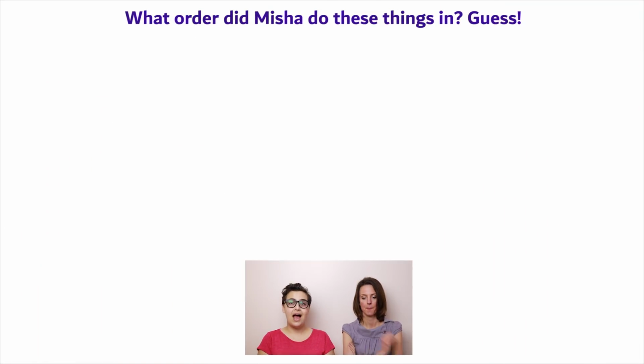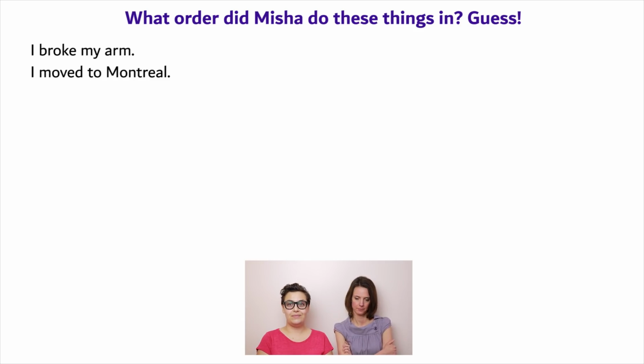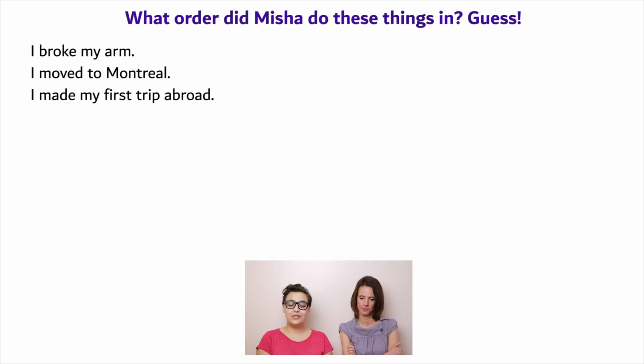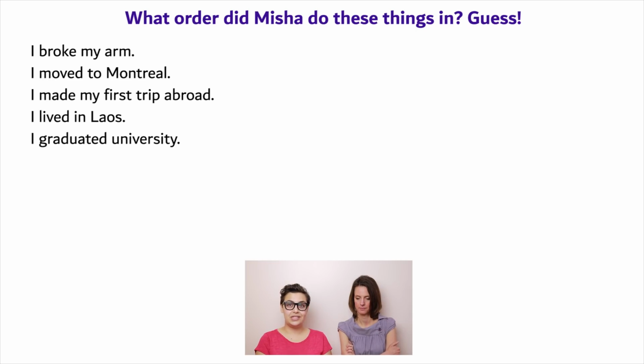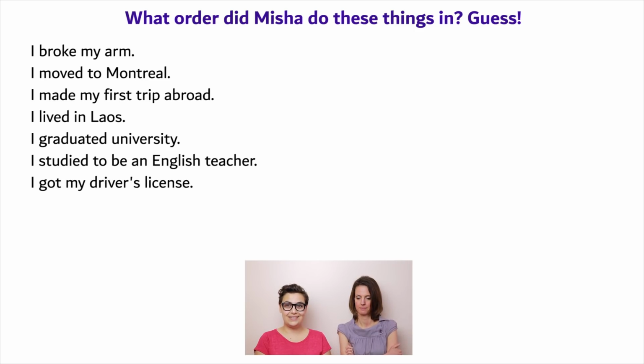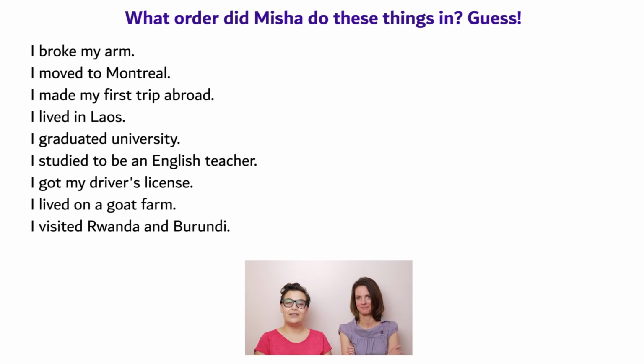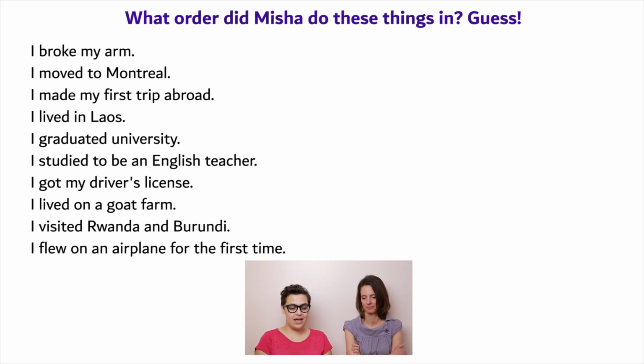Yeah, sure. So these are 10 things I did in my life. I broke my arm. I moved to Montreal. I made my first trip abroad with my brother. I lived in Laos. I graduated university. I studied to be an English teacher. I got my driver's license. I lived on a goat farm. I visited Rwanda and Burundi. I flew on an airplane for the first time.